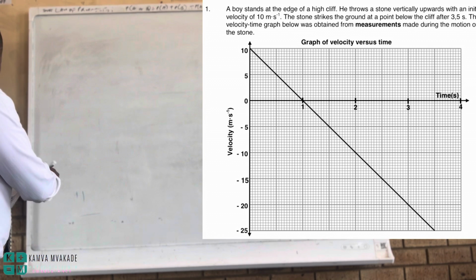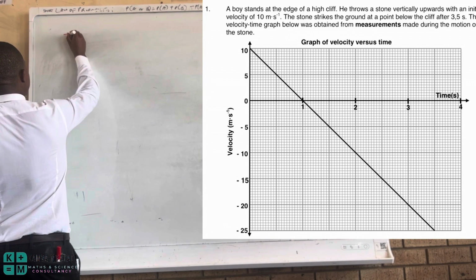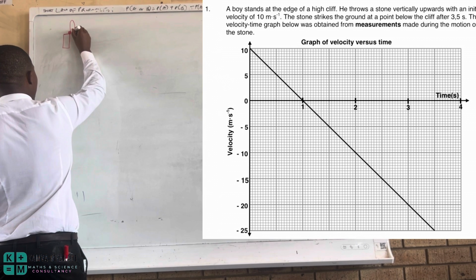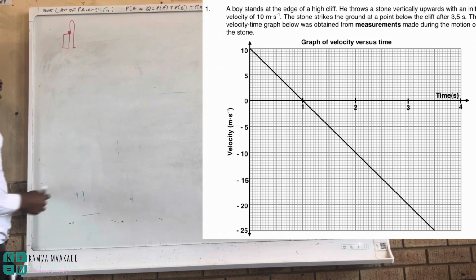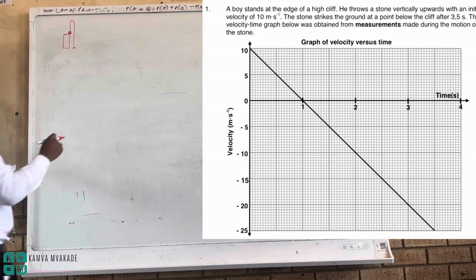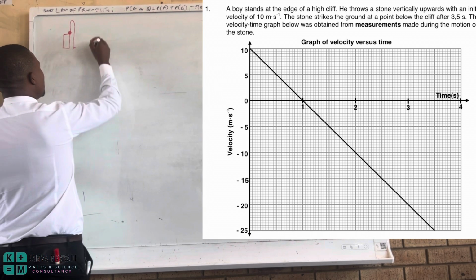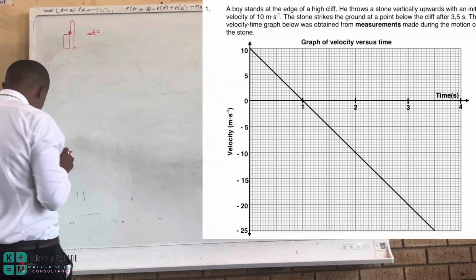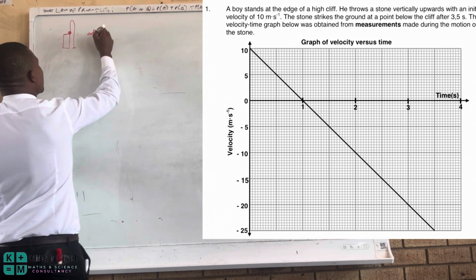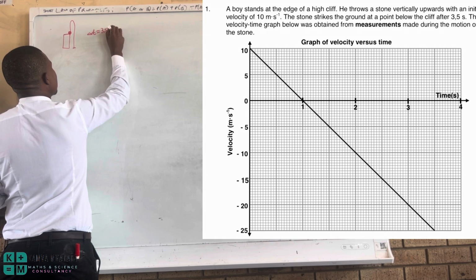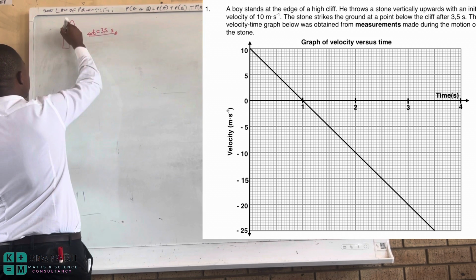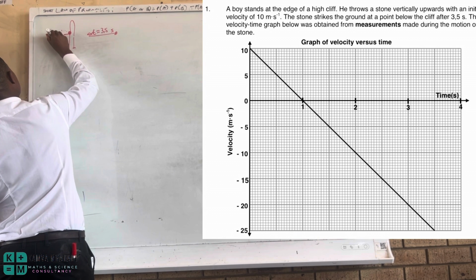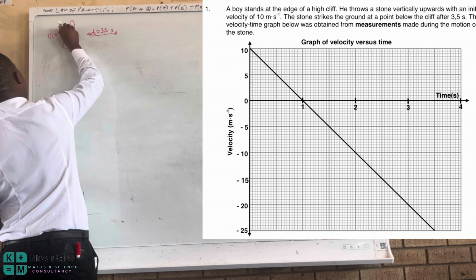Let's say we've got a cliff. This will be our cliff. The stone is projected vertically upward and hits the surface there. The total time of the entire motion of the stone is 3.5 seconds, and the velocity at which it was projected is 10 meters per second.